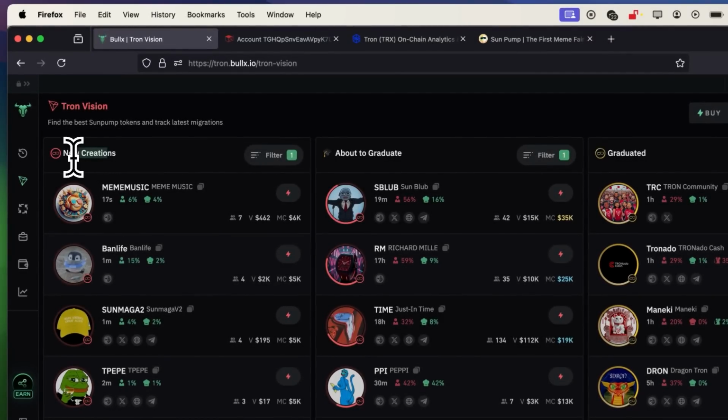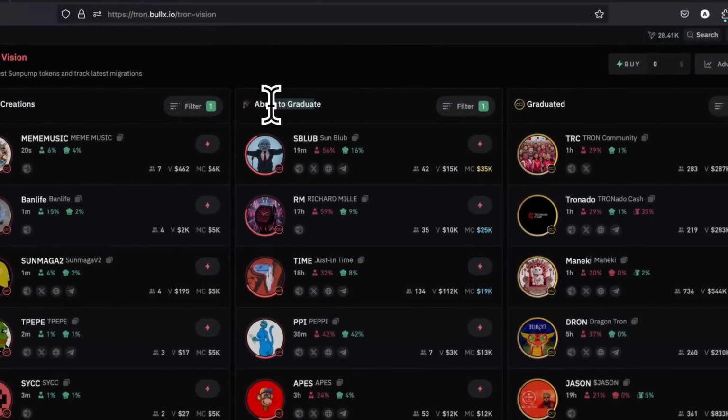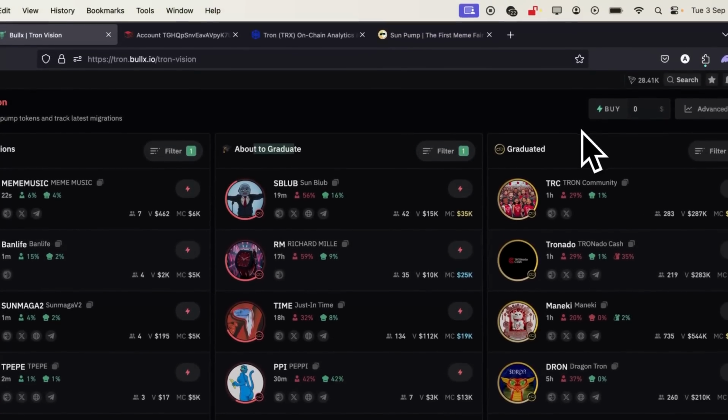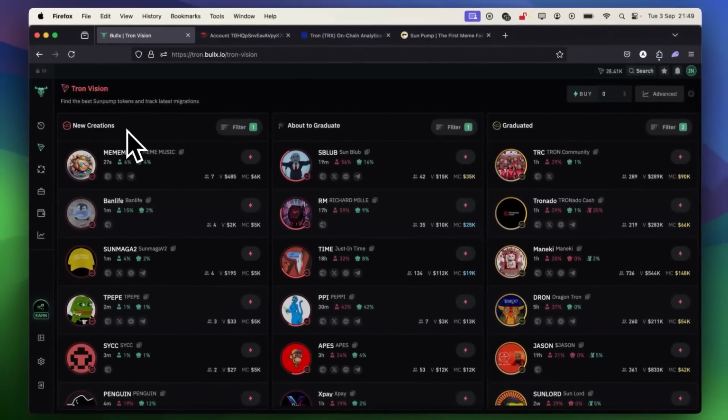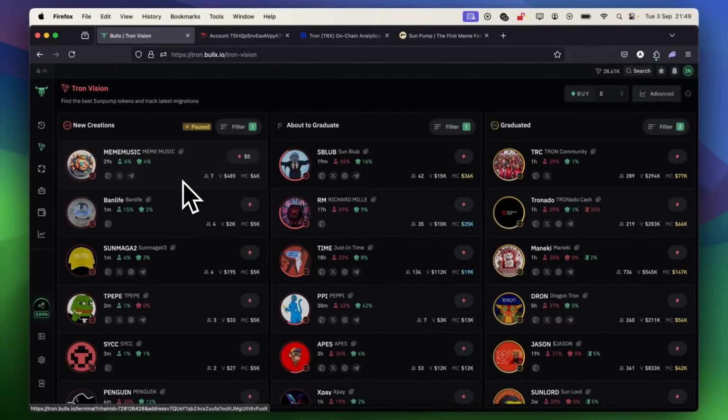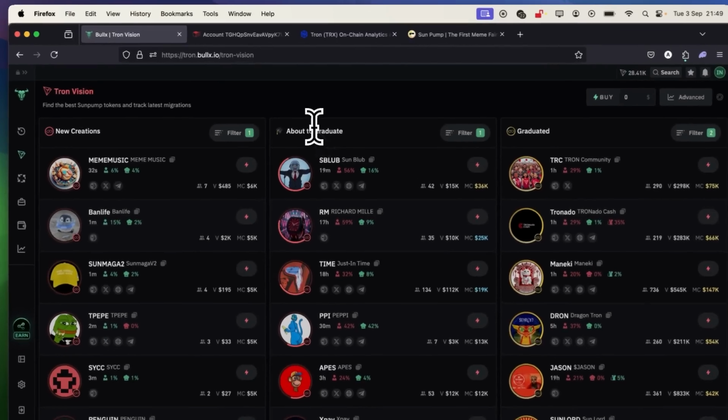We have new creations on the left side, about to graduate in the middle column, and then we have the graduated tokens. New creations are basically the brand new tokens that have just been launched. One by one, they're going to update with new tokens. Then we have about to graduate.